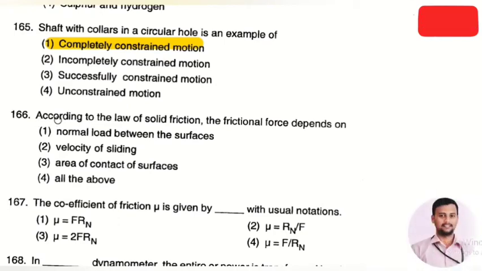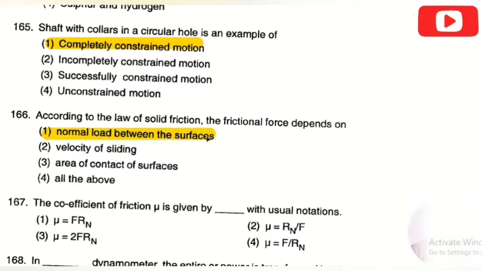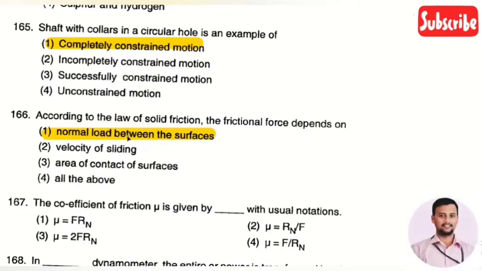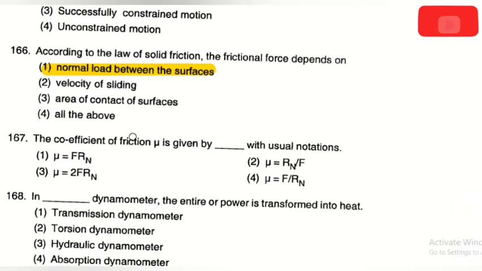The next question is, according to the law of solid friction, the frictional force depends on: first option, normal load between the surfaces, second option, velocity of sliding, third option, the area of contact surface, and fourth option, all of the above. The right answer is option 1, that is the normal load between the surfaces. So according to the law of solid friction, the friction force depends on the normal load between the surfaces.